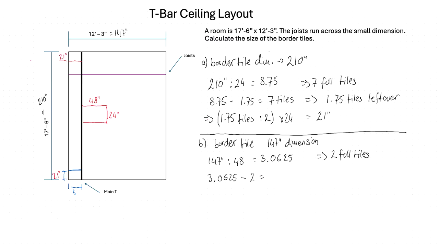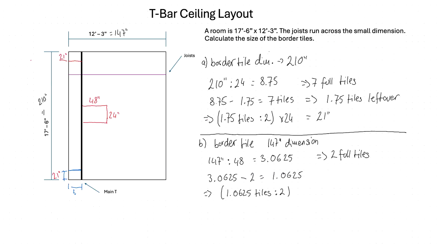leaves us with 1.0625. So we're just over 1, right? But because of the extra 0.0625, once we divide it in half, our ceiling tile will still be just over half the total width, which is exactly what we're looking for. So from here, 1.0625 leftover tiles divided by 2 because we're going to have a border tile on each side.